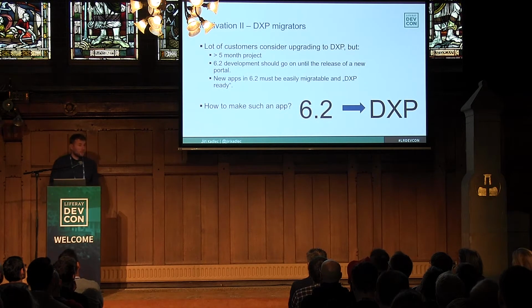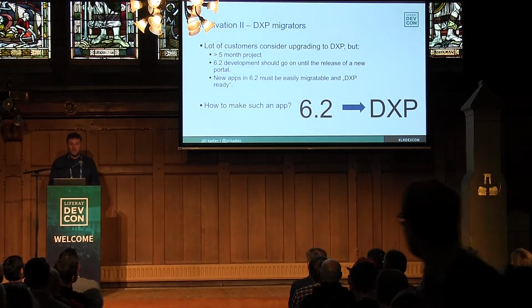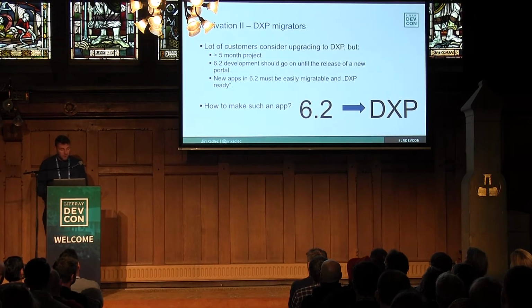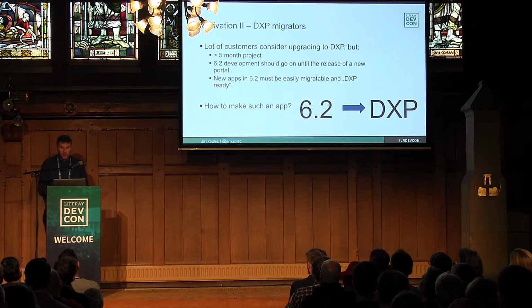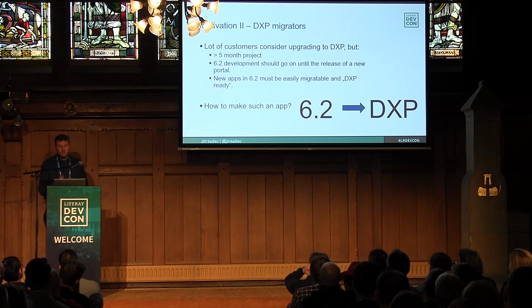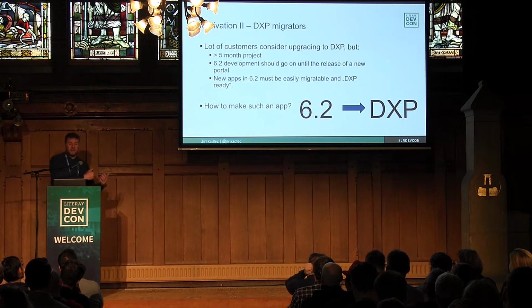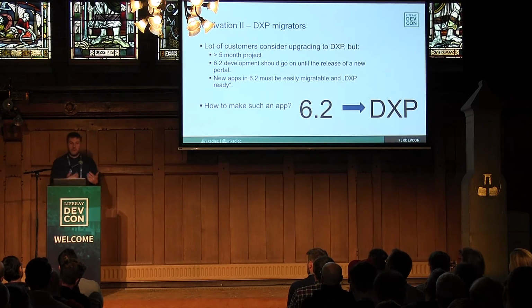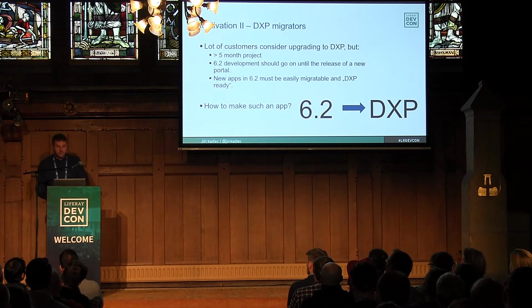The other motivation was our customers, because they are asking so often, yes, we are considering the upgrade, but we know that it will take some time. You've already heard that it's not going to be done in a week. So they are considering the update, but on the other hand, they still need to keep running 6.2 or 6.2 EE, and they need to find a way to deliver applications which are easily migratable to DXP, because they don't want to pay for the application twice, once for 6.2, and then another amount of money for the migration. So they are asking, is there any way to create an application which we can easily take and move to the DXP?